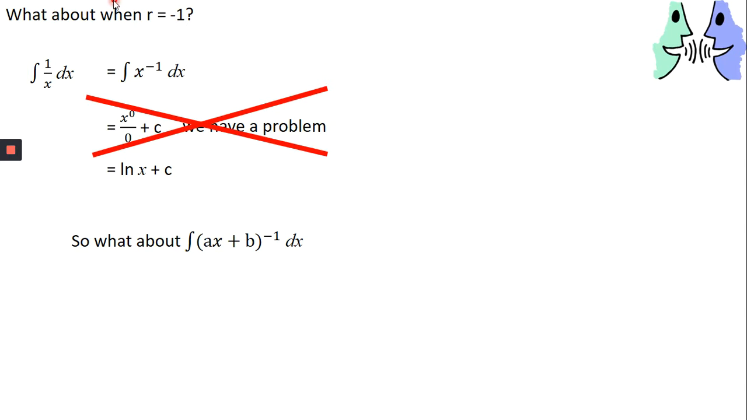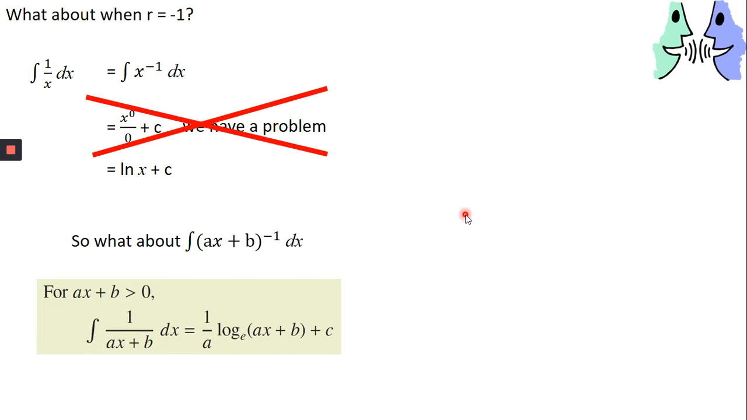So what about this one? When we have the integral in the form ax plus b, so 1/(ax + b), it's 1/a log e of (ax + b). So nothing unusual there, just something we've got to remember. Those two things are the same.